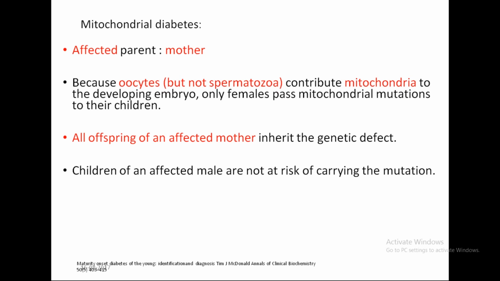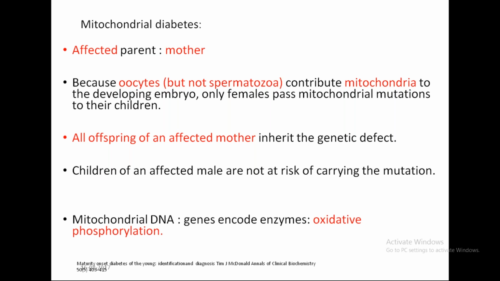In mitochondrial diabetes, the one thing I want you to remember is that the affected parent is usually the mother. From the mother, the affected gene is inherited by the child. Children of an affected male are not at risk of carrying the mutation, because the mitochondria from the mother are given to the baby, not the father's. So if the father is affected, nothing happens to the baby in mitochondrial inheritance. But if the mother is involved, it will be carried on to the next generation.